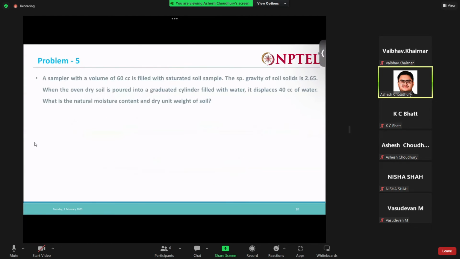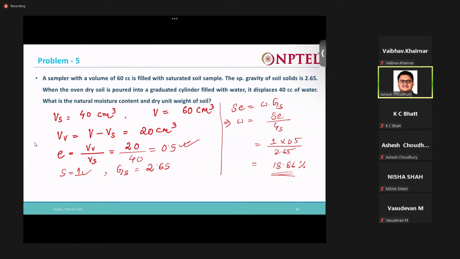Let us again see how we solved this. A sampler with a volume of 60 cc is filled with a saturated soil sample. This is our soil sample. Also the specific gravity of the soil solids was known to us. Then one more fact about this soil: when the same soil is oven dried and poured into a graduated cylinder, it displaces 40 cc of water. That means the volume of soil solids was 40 cc. From this we could find out the volume of voids.